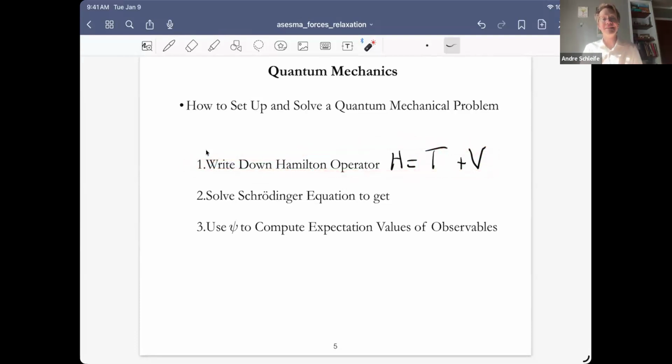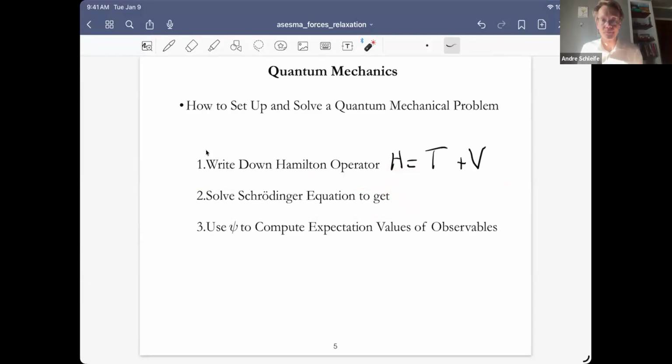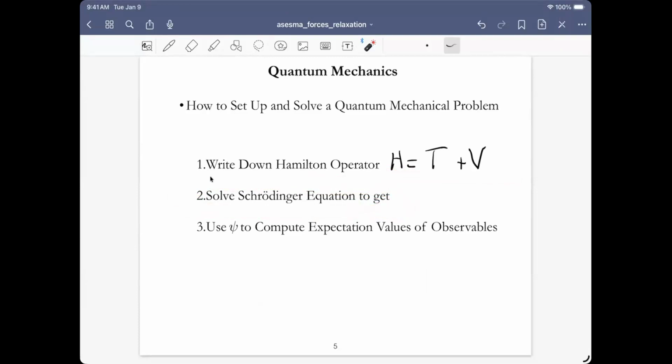Now, the second step is, after you've done this, we're going to solve a Schrödinger equation. That is the very difficult, if not impossible, step. So, solve the Schrödinger equation. Now, what do you get if you solve a Schrödinger equation? Psi, the wave function. Excellent. Exactly, wave function.